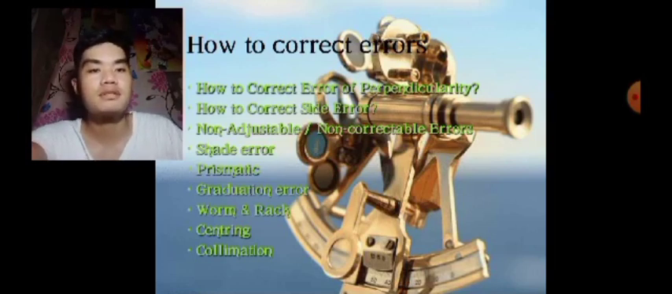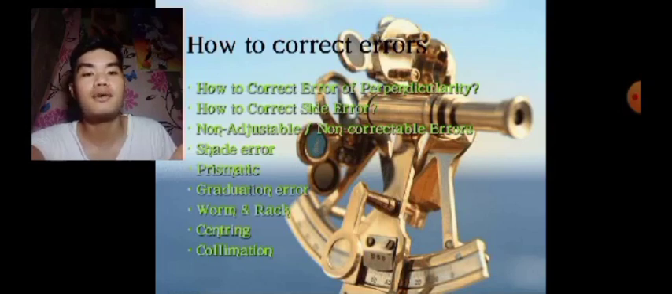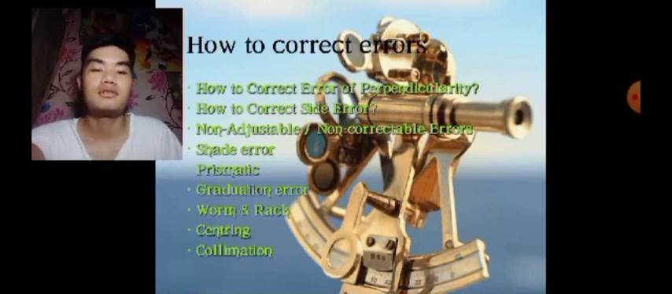First is how to correct error of perpendicularity. These are the steps. First, bring the index bar to the middle of the arc. Second, hold the sextant horizontally, arc away from you, and look at the index mirror. Third, the arc must appear as one single line. Fourth, adjust by the screw on the back of the index mirror.